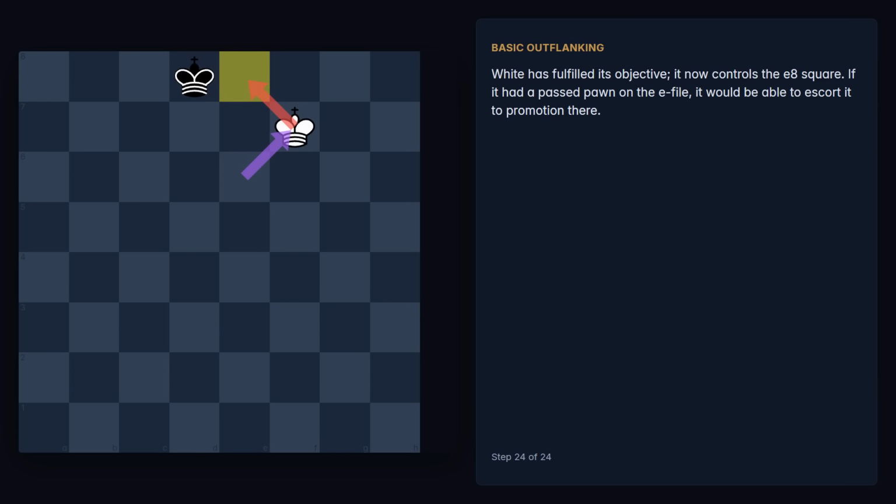White has fulfilled its objective. It now controls the e8 square. If it had a passed pawn on the e-file, it would be able to escort it to promotion there.